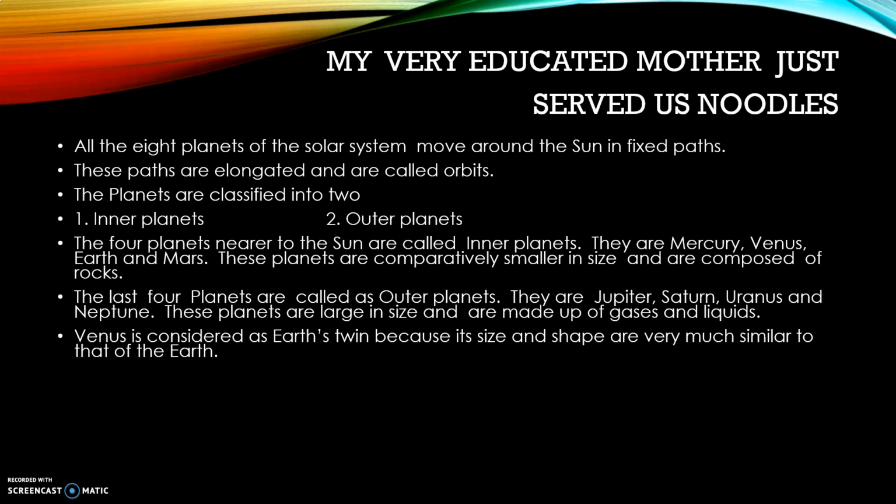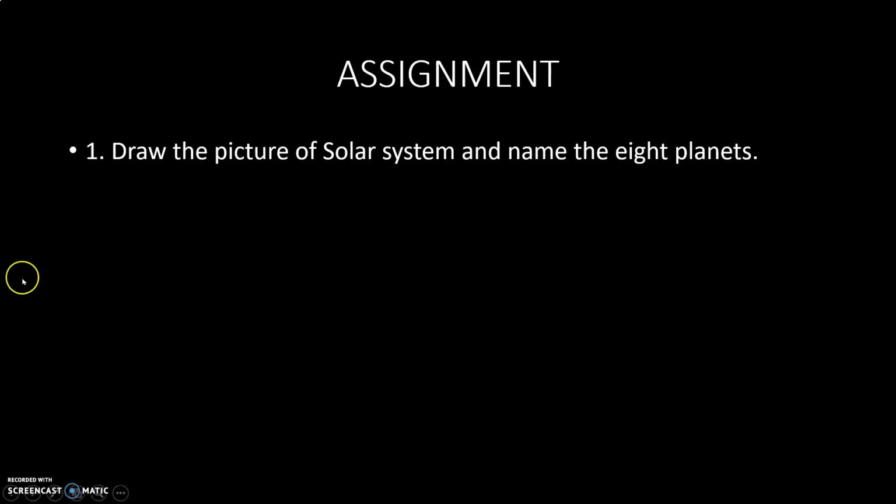Now a small assignment for you. Draw the picture of the solar system and name the 8 planets. That means, in that picture, as I showed, you have to draw the Sun in the corner, and all the 8 planets with their orbits also, and the planets' names you have to write with neat handwriting. Try to draw the picture with a pencil, and write the names with a pen.